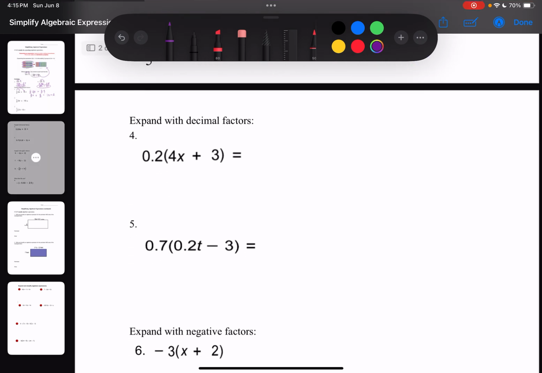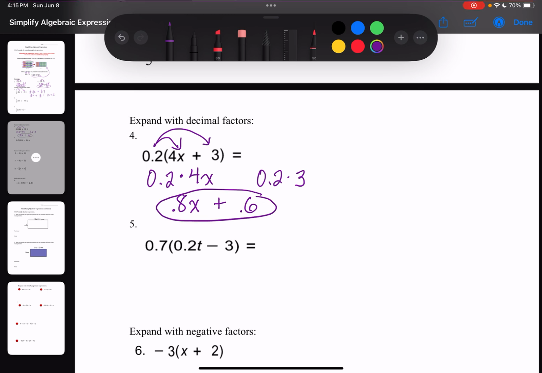Next, we have the decimal factors. You can also multiply with decimals, distributing those. 0.2 times 4x. Remember, you're going to multiply normally. 4 times 2 is 8, and then move the decimal as many places as there are in the original answer behind the decimal. Continue to keep that x, and then also 0.2 times 3. 2 times 3 is that 6. We're going to move the decimal one place to the left and then keep that plus sign in the middle. 0.8x plus 0.6 is our answer. Go ahead and try number 5.